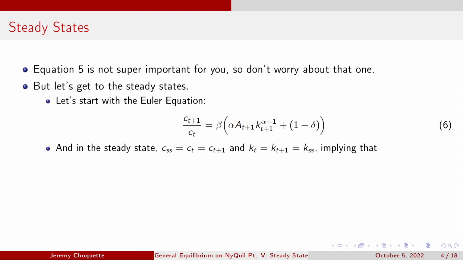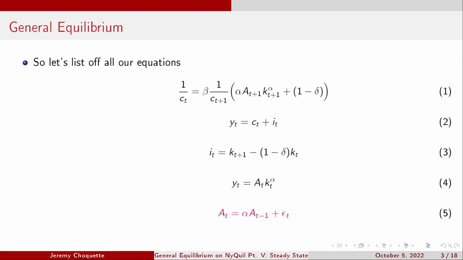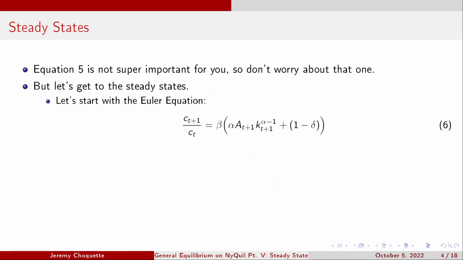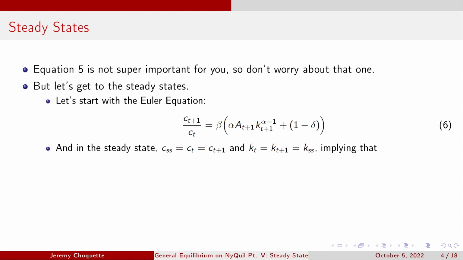So, what did I do here? Well, with equation 6, look at equation 1. I got 1 over C_t equals beta times 1 over C_t+1 times the marginal product of capital less depreciation. If I got 1 over C_t equals beta times 1 over C_t+1 times that other stuff, I can multiply both sides by C_t+1. So now I'm going to end up with C_t+1 over C_t, and C_t+1 over C_t is equal to beta times the marginal product of capital less depreciation. So beta times the marginal product of capital less depreciation is equal to the growth rate of consumption.